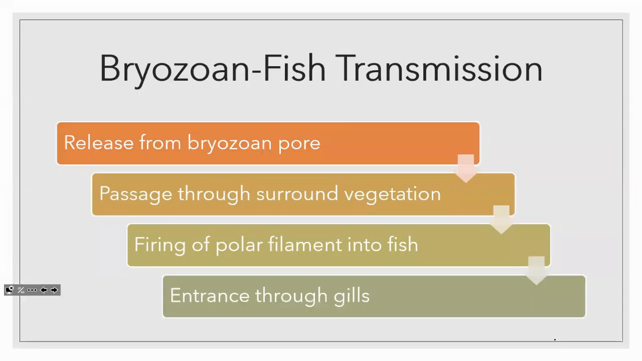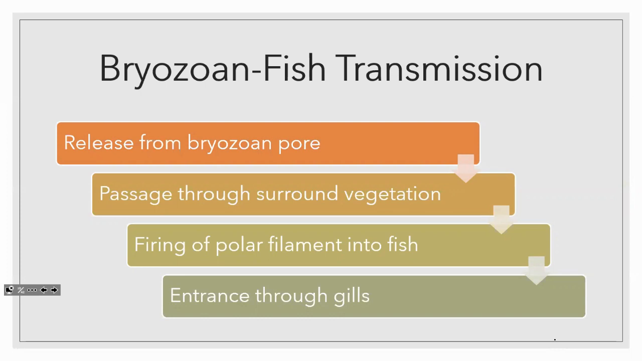So next, we'll talk about bryozoan to fish transmission. The story so far is that the lophophores ingest T. bryo, it attaches itself to the wall, and gives rise to thousands of spores. These spores are released from bryozoan pores, and they attain passage through surrounding vegetation in the same way that I talked about earlier, in this passive transport into the water.